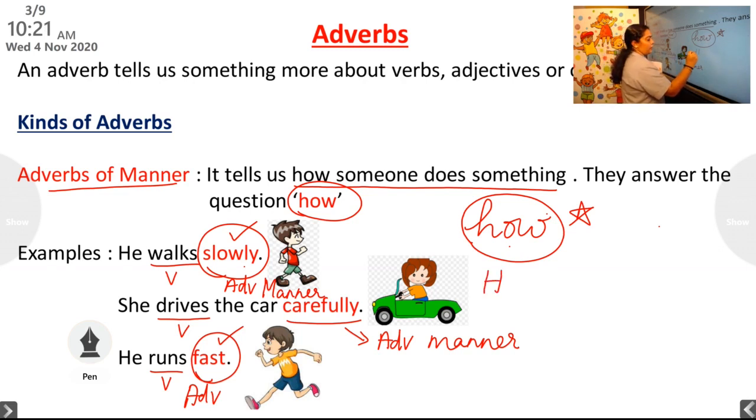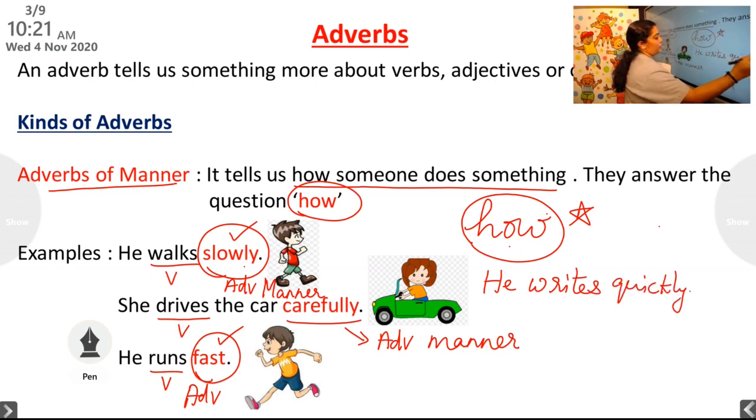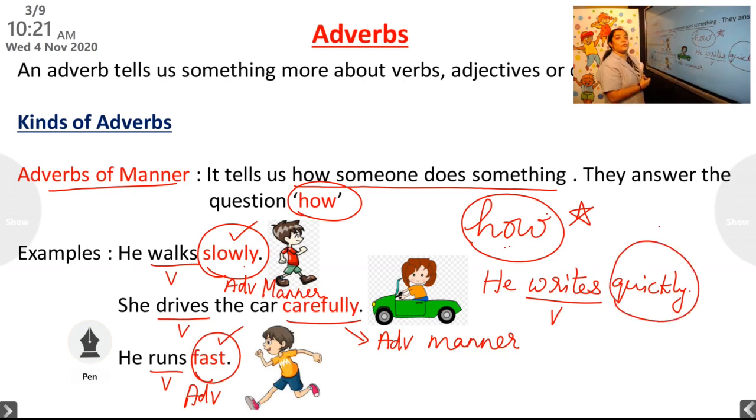And one more example I'll give. He writes quickly. So writes is the action word here. And what question will you ask? We will ask the question word how. How does he write? You already got the answer. Yes, he writes quickly. So quickly is the adverb of manner.